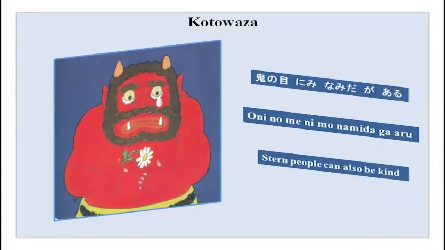Well, we have been talking about Oni all the time, and that Oni is bad and evil and negative and all the time very grumpy. So, there is a small kotowaza or a proverb or a saying in Japan, and of course, we all know that saying, that appearances can be deceptive, and even stern looking people, very mean looking people, bad people also have a kind spot in their heart. They can also be very, very kind. So, the saying is Oni no me ni mo namida ga aru. Namida is tears. Oni no me, me means eyes, ni namida ga aru. Even Onis can cry, even demons can cry, even demons have a good spot somewhere in their heart. They can be nice once in a while.